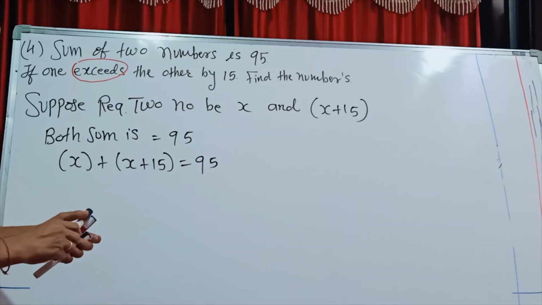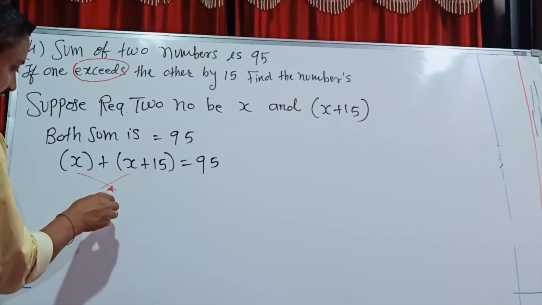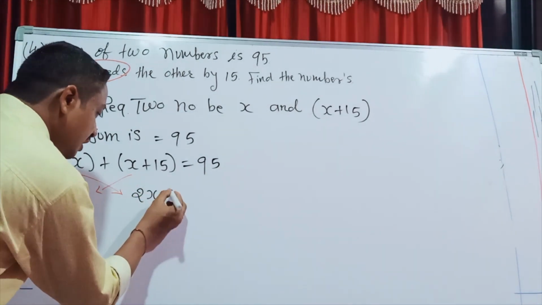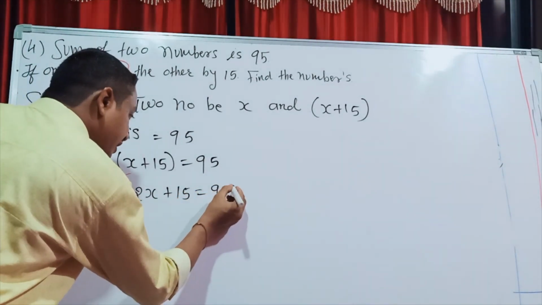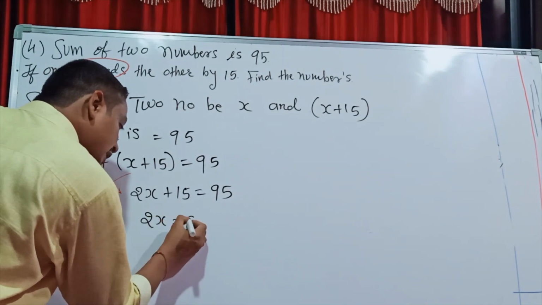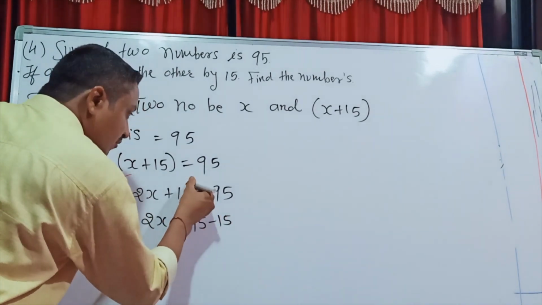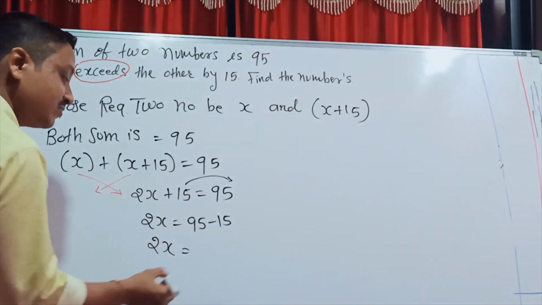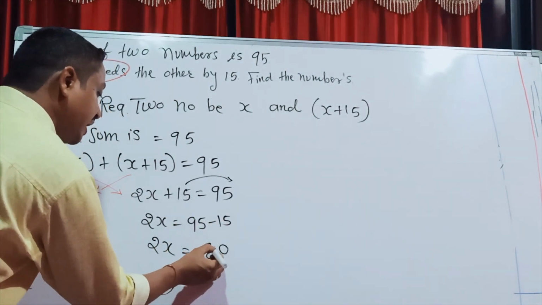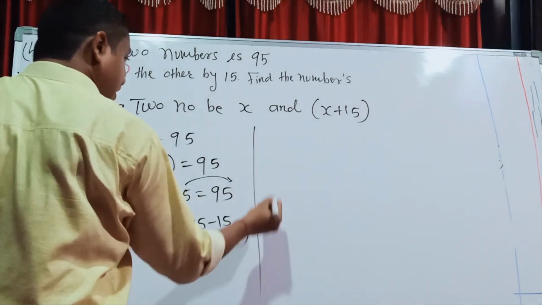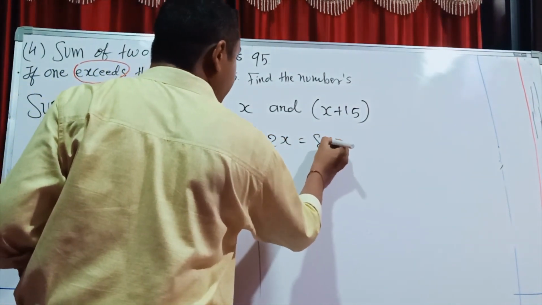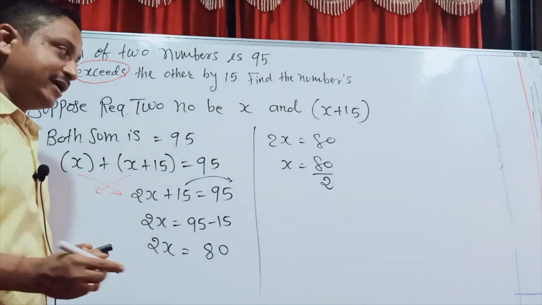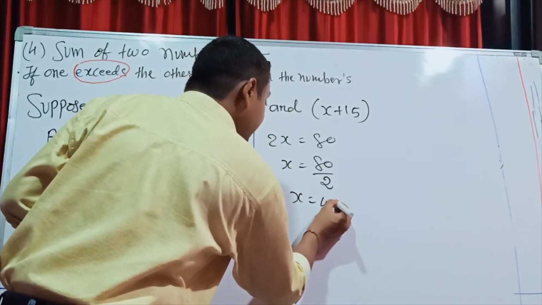x and x both are like terms, students. This x and this x are both like terms. So I just added: 2x plus 15 is equal to 95. So very easily, 95 minus 15, carry forward 15 to the right side. And how much is 95 minus 15? Yes, it is 80. So finally you have 2x is equal to 80. So what is x? 80 by 2. And what is 80 by 2? It is 40.